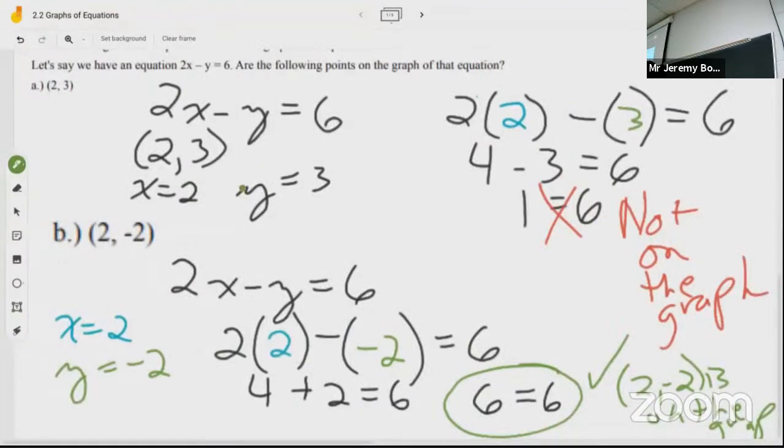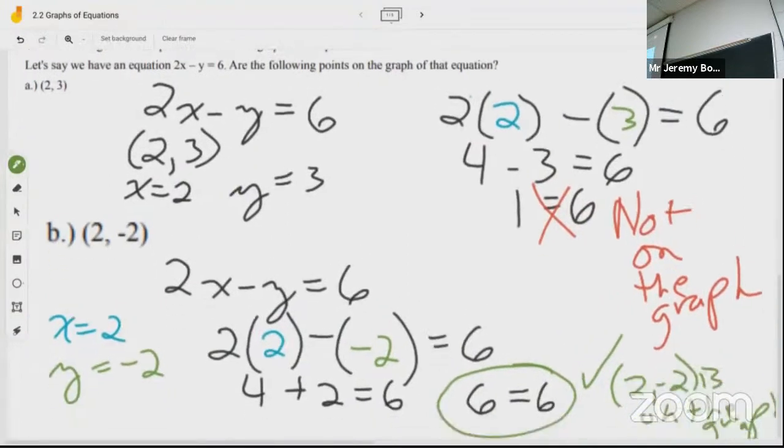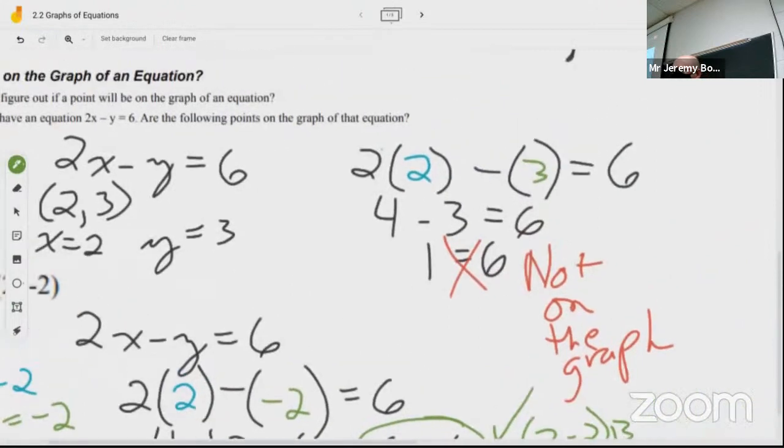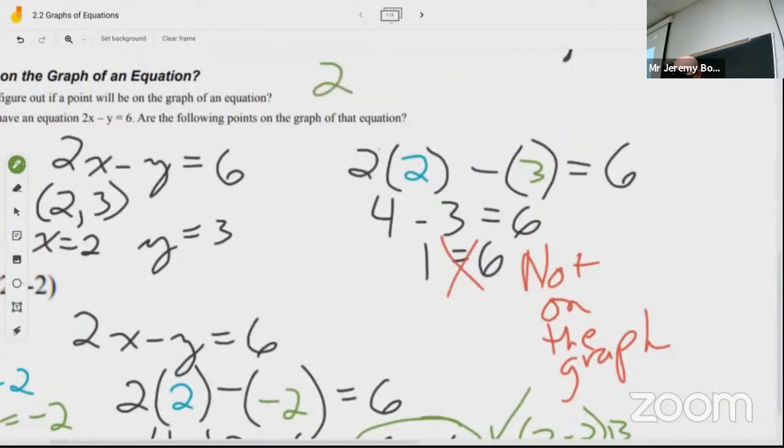Let's say we're dealing with that same equation, 2x minus y is equal to 6. Is there some way that we could find another point that's on the graph of that equation? We know 2 comma negative 2 is, but what if we wanted to find another point? What could we do? Plug in the numbers. How will we know the two numbers?